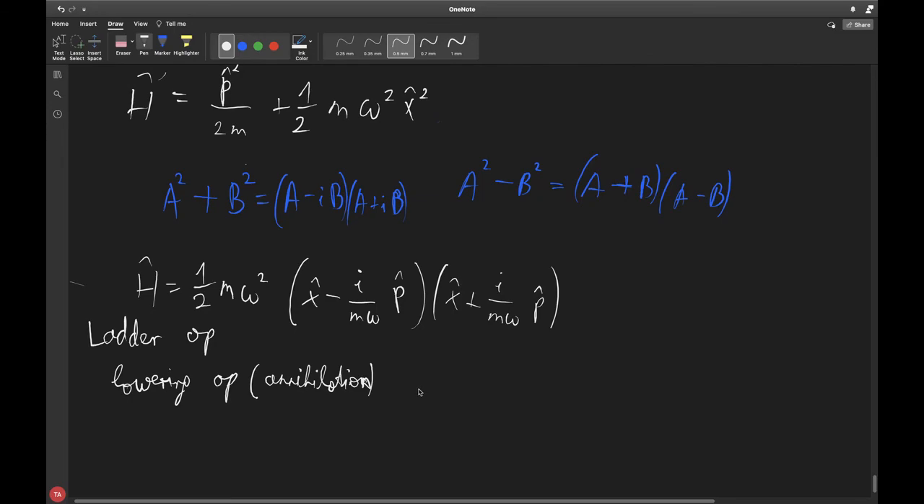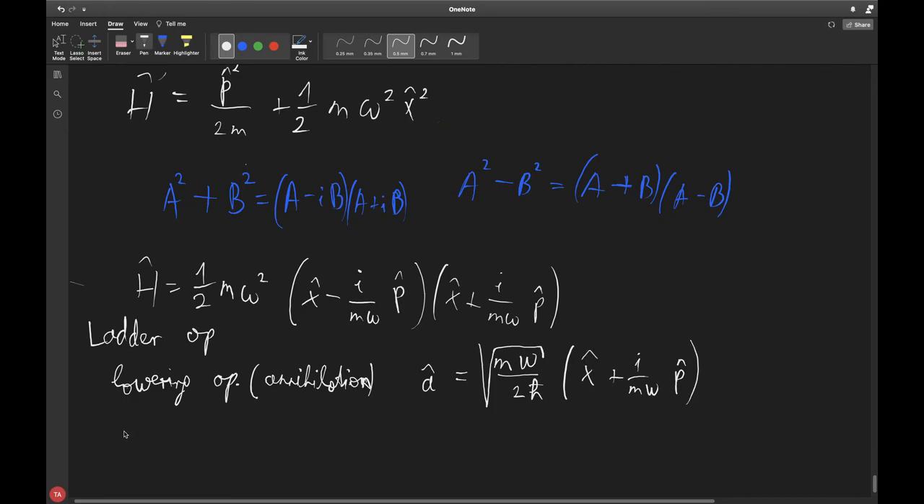So the lowering operator, or the annihilation operator, is denoted with A, and it is defined as the square root of m omega over 2 h bar, and then the same thing as above, so it's x plus i over m omega p. This is an operator, that's an operator.